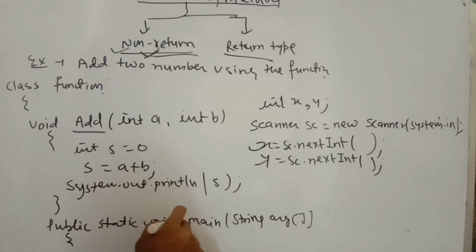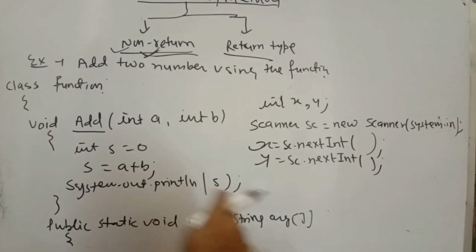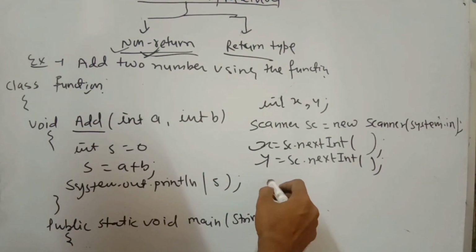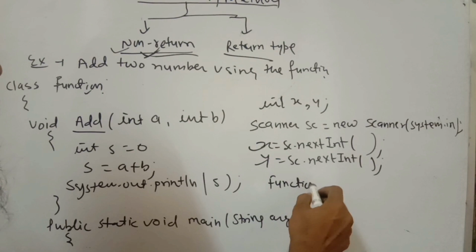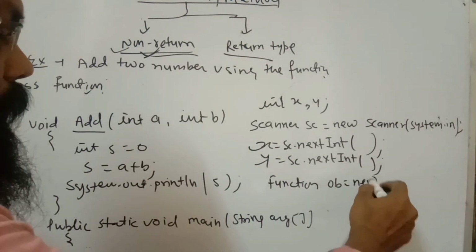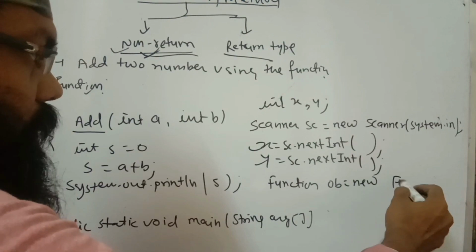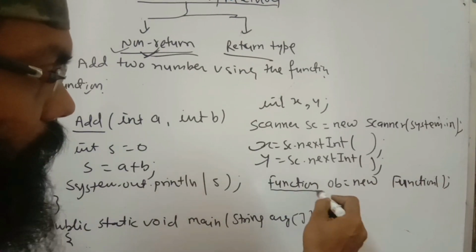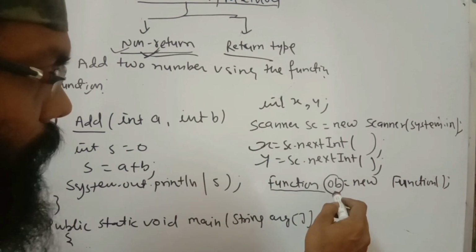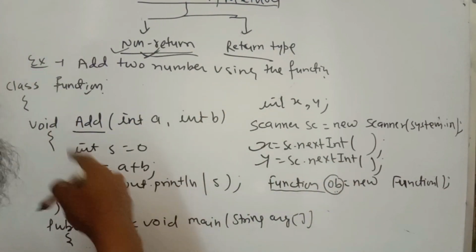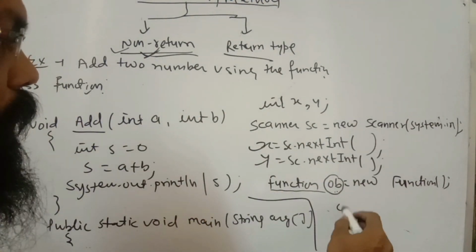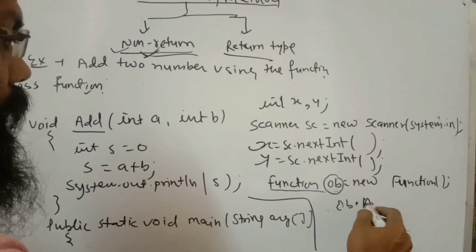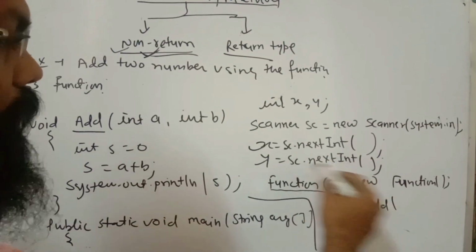Now again we create the object for calling the method. The object of the function is created with the help of the class. So the class name, then the object name equal to new, then the constructor. This is the format you can create the object. Here the object name is ob, and with the help of the object you can call the function. You write ob.add, and you send the values of x and y.